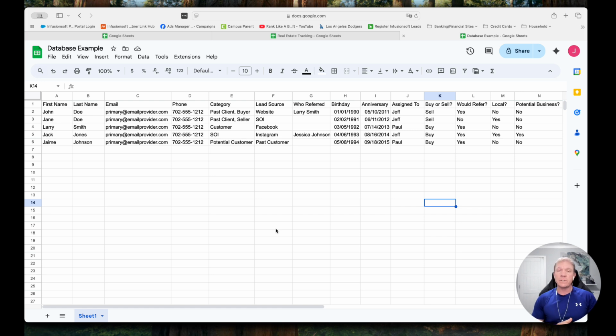Today I want to talk to you a little bit about database management. We work with a lot of clients with their database, their CRM, meaning their customer relationship management system, and we specifically focus on Keap, or what used to be called Infusionsoft. It's a very powerful CRM. It allows us to do a lot of customizations and a lot of automation.